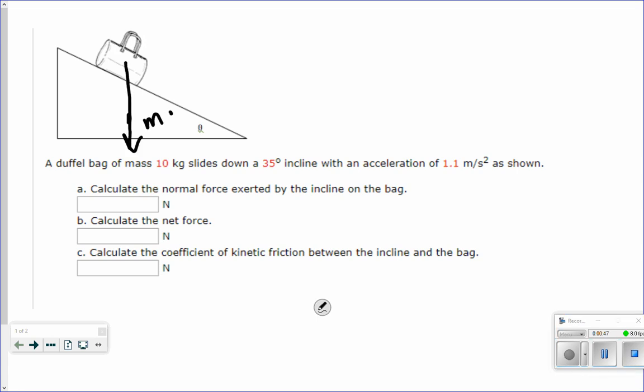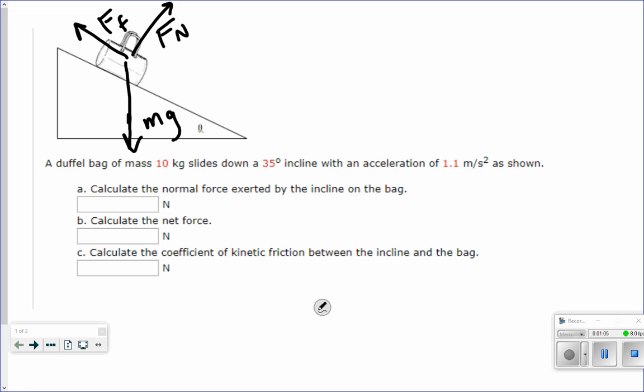As we know, this is going to be mg. We have a normal force going this way. We've got a friction force, and I know that because of the coefficient of friction question. That one is going up the hill. We don't have any tensions. We don't have anything fancy going on with this bag.